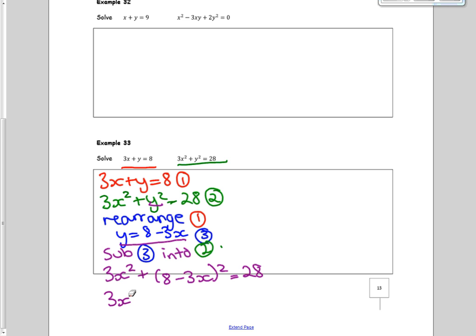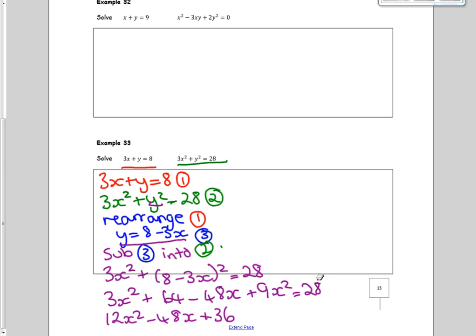So expanding out these brackets, I still have my 3x squared, but now I have plus 64 minus 48x plus 9x squared equals 28. So gathering my x squareds together and bringing my 28 over to this side will give me 12x squared minus 48x plus 36. And that will now be equal to 0.